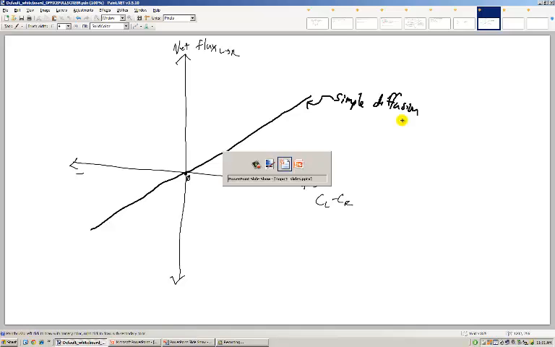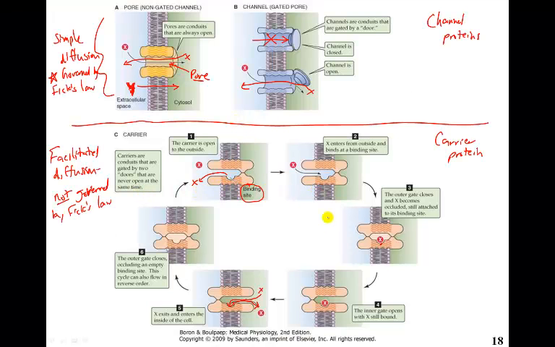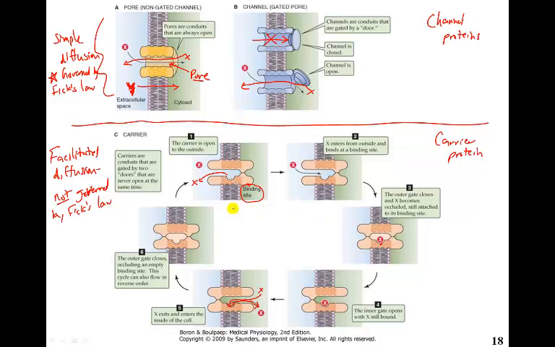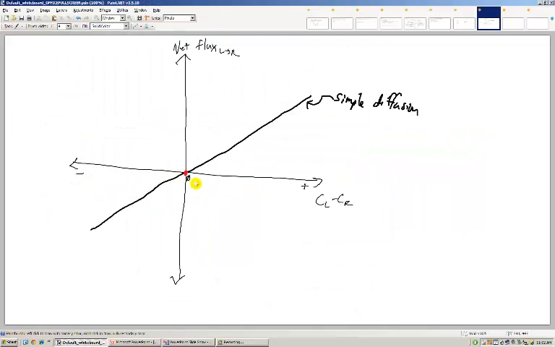When you have facilitated diffusion, when you have this binding site that grabs the X and pulls it through, what you find is, still, when there's no concentration difference, there'll be no net flux. There'll be movement of X back and forth through this carrier, but if the concentrations are equal, the rate of flow from left to right and right to left will still be equal in facilitated diffusion using a carrier protein, just like it was up here. So that's going to be the same.